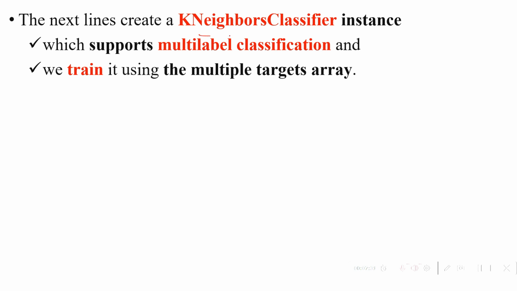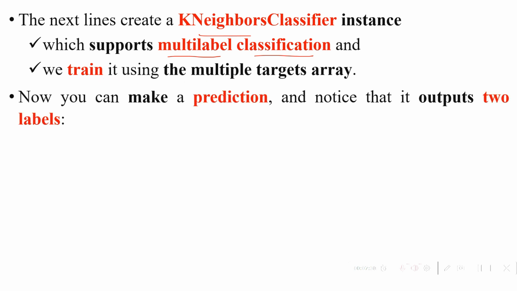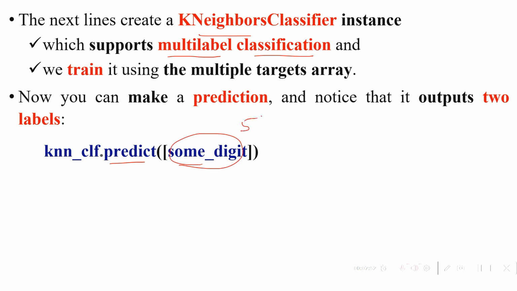The KNeighborsClassifier instance supports multilabel classification, and we train it using the multiple target array. So now you can make a prediction and notice that it outputs two labels. For example, knn_classification.predict on some given input image. For example, the input image is 5. For this, we are going to use two things: whether the number is greater than or equal to 7 or not, and whether the given number is odd or not.